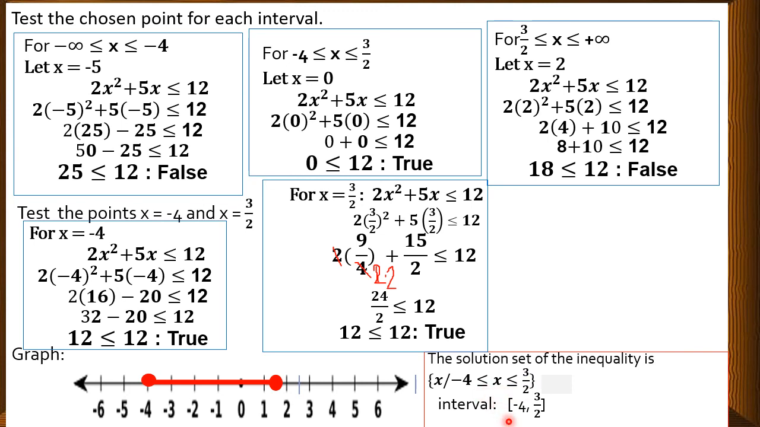So for the interval notation, we have to start with negative 4. And we are going to make use of the bracket. So negative 4 meaning to say it's part. We have just to copy the first and the last. So negative 4. Then parentheses. And then here we have 1.5, or that is 3 halves. So we are also using the bracket because 3 halves is part of the solution.